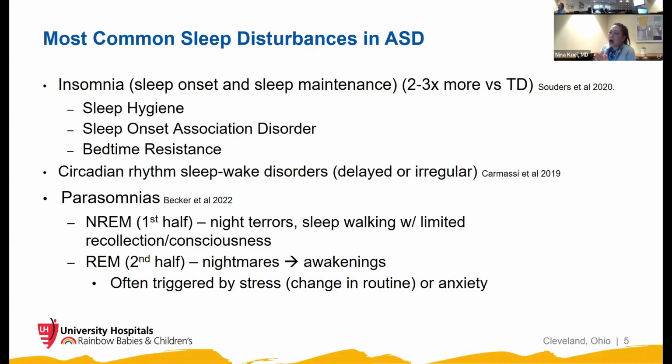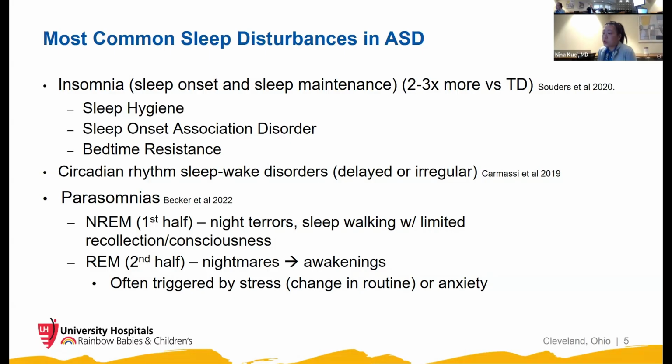In terms of the most common sleep disturbances reported in autism, far and away is insomnia, both sleep onset and sleep maintenance. Compared to typically developing peers, we're looking at 2 to 3 times increased risk, increased prevalence. That includes poor sleep hygiene, sleep onset association disorder, and bedtime resistance. And we'll talk a little bit more about how to deal with those in a bit.